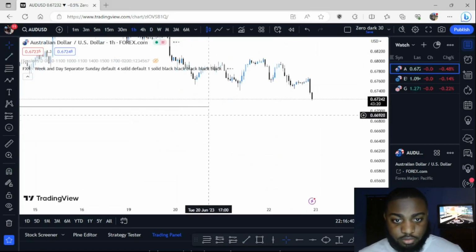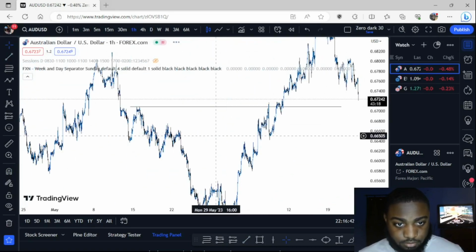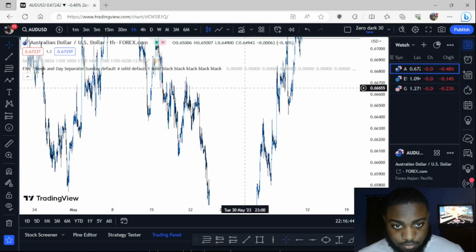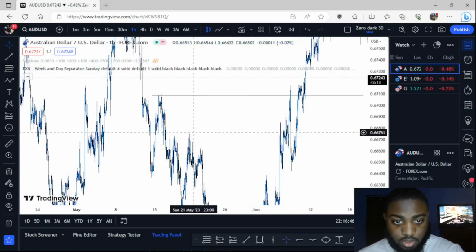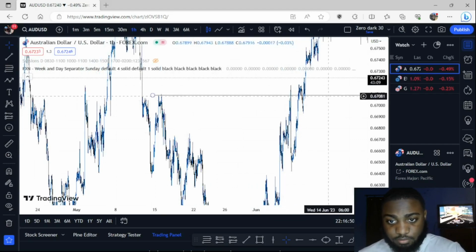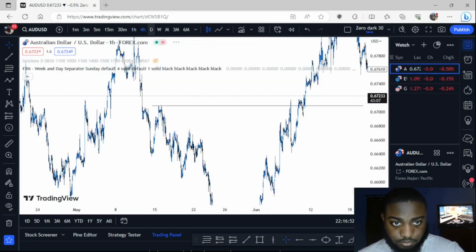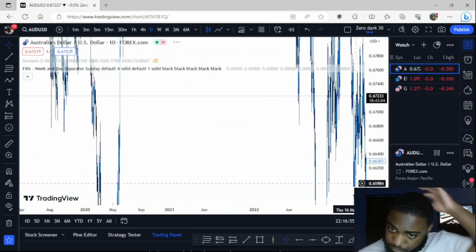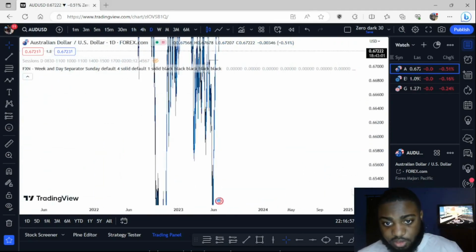Now let's go down to 1 hour. We got these relatively equal highs. We got these relatively equal highs. What happens? Price goes right through it. See? That's typically how it works, and that's how you find liquidity.